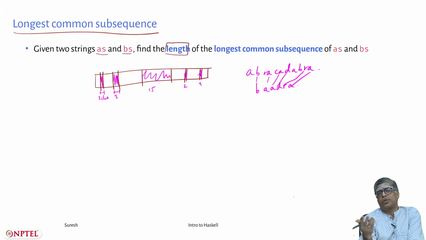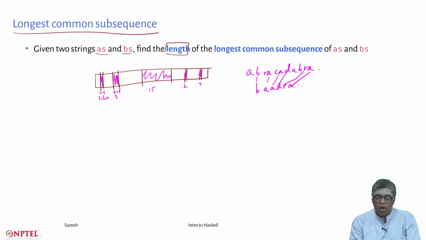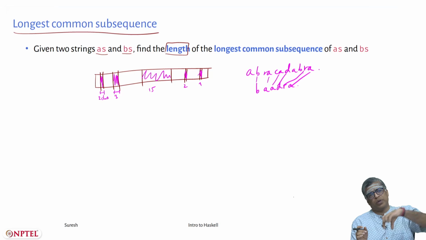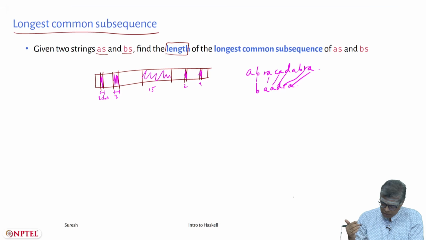So there's a difference between subsequence and substring. Substring means it should be contiguous. Subsequence means I can skip elements and retain the rest. What is a common subsequence of As and Bs? It should be a subsequence of As, it should be a subsequence of Bs, and the longest common subsequence means it is the longest string that is simultaneously a subsequence of both As and Bs. This is what we want to compute, and for the moment we want to compute just its length.